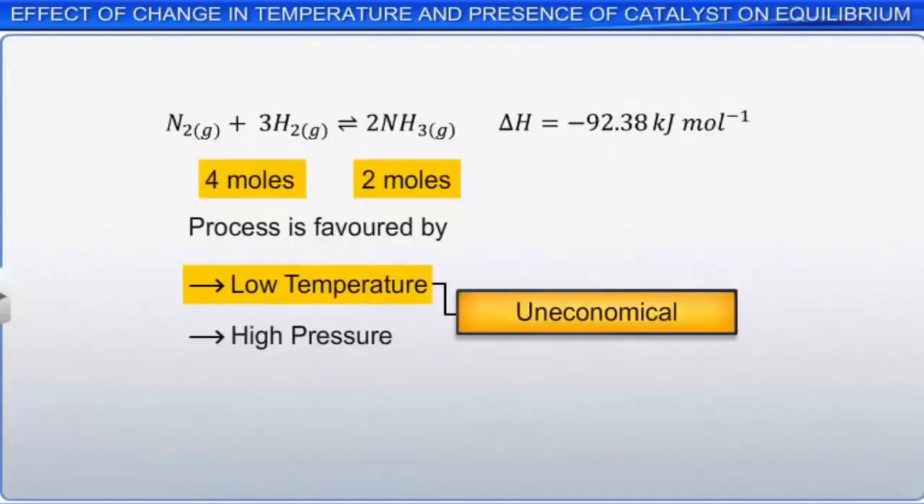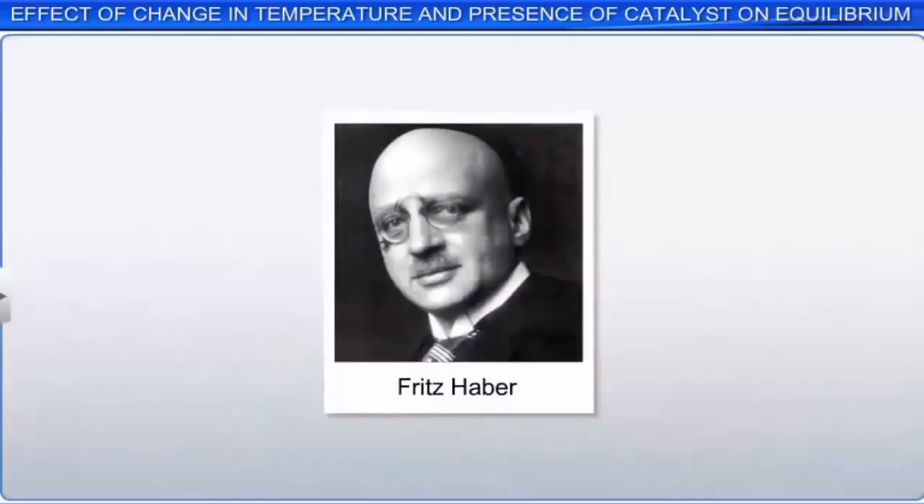High pressure gives a high yield of ammonia, but the higher the pressure, the greater is the cost and maintenance of the equipment. Fritz Haber, a German chemist, discovered that using a catalyst consisting of iron permits lower operating temperatures and a moderate pressure.